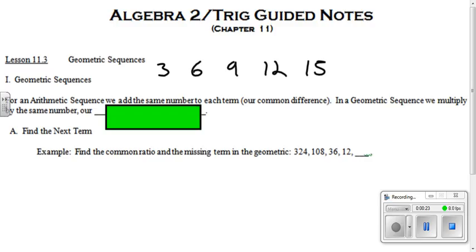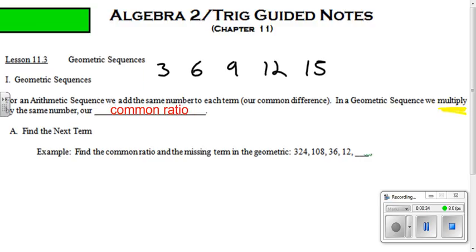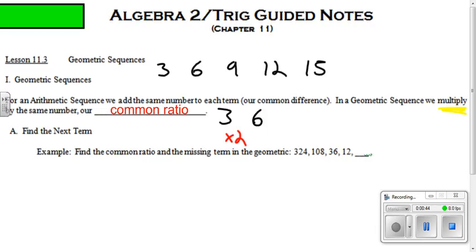In a geometric sequence, we're going to multiply by the same amount. And that same amount, instead of being called a common difference, is called a common ratio. So again, if we started with 3, but this time we wanted to multiply by 2 each time, it would go 3, 6, 12, 24, 48, and continue on, each time multiplying by 2.